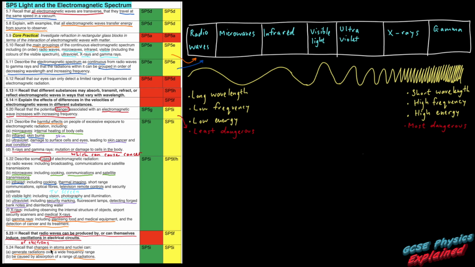Recall that changes in atoms and nuclei, so that just means the particles that's in the nucleus, can generate radiations and be caused by absorption of radiation. So in other words, when the nucleus of an atom changes, it can give off radiation. And also, if the atom absorbs radiation, it can basically cause the nuclei in the atom to rearrange.